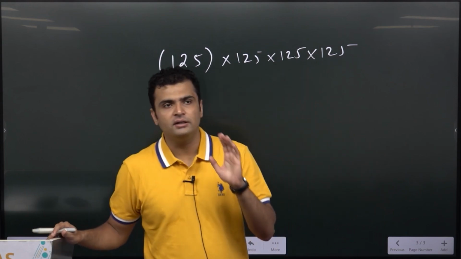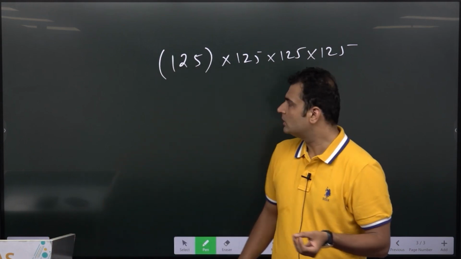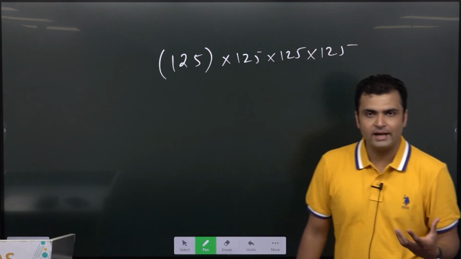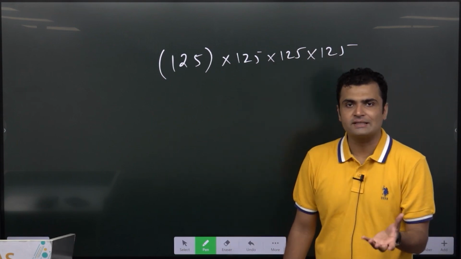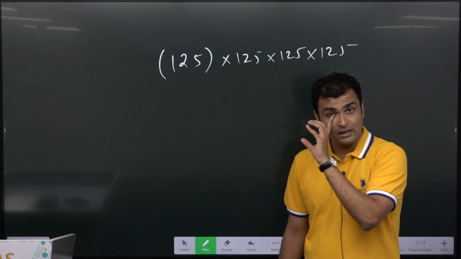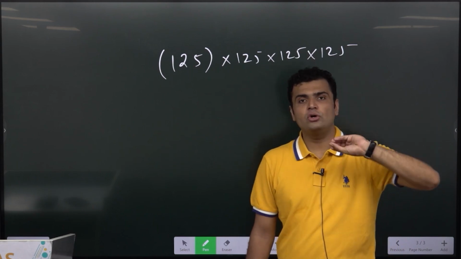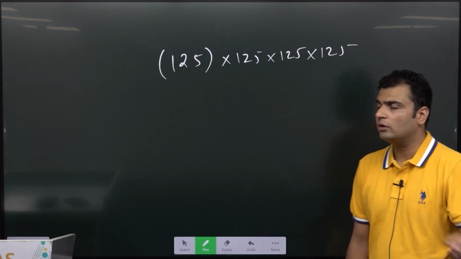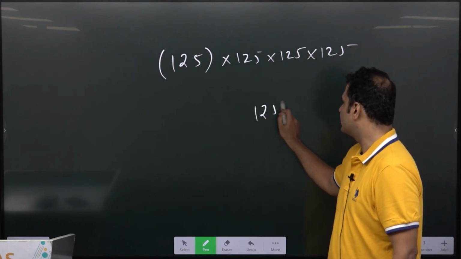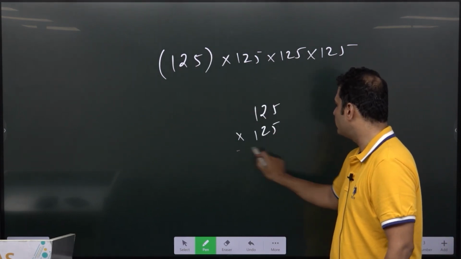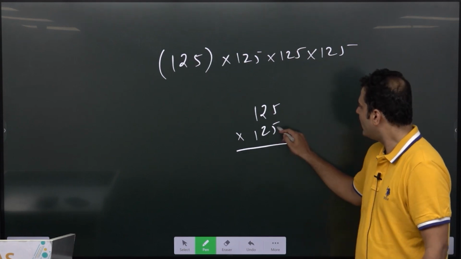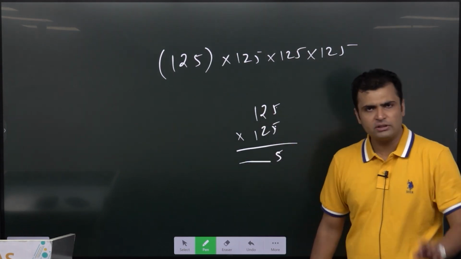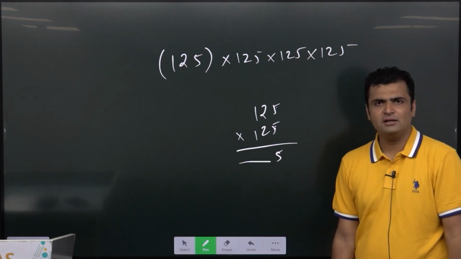I'll translate in Hindi. Meaning, when we multiply two numbers, the units place of the answer depends only on the multiplication of the units places of the two numbers, not on any other digits. As I told you before, if I do this, 125 into 125, what will I do? I will multiply 5 into 5, 25, and then I'll do the rest of the things. I'm just interested in units places, so I'm not writing other things.